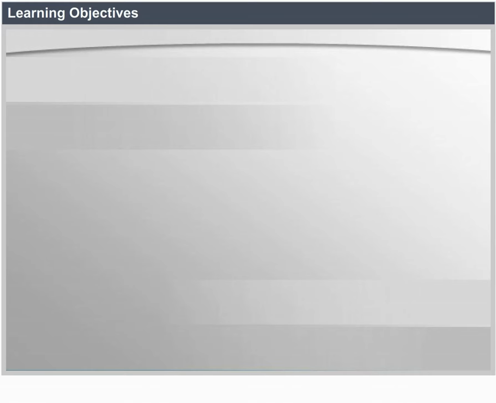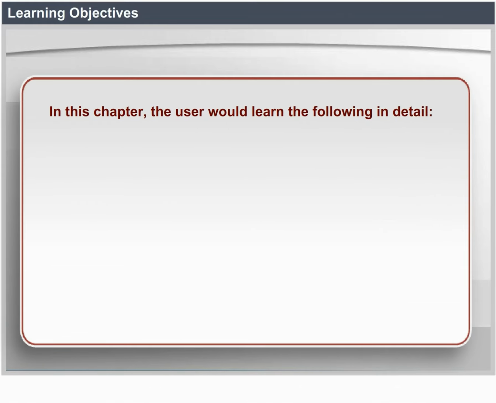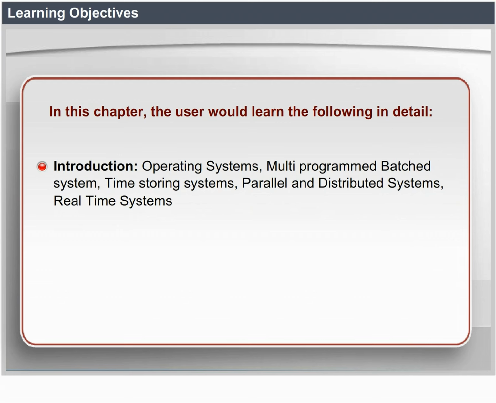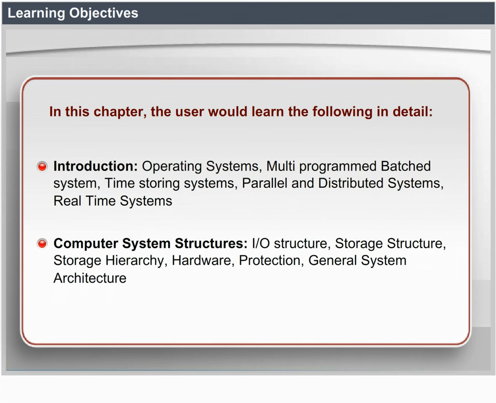Learning objectives. In this chapter, the user will learn the following in detail. Introduction, operating systems, multi-programmed batched systems, time-sharing systems, parallel and distributed systems, real-time systems. Computer system structures, I/O structure, storage hierarchy, hardware protection, general system architecture.